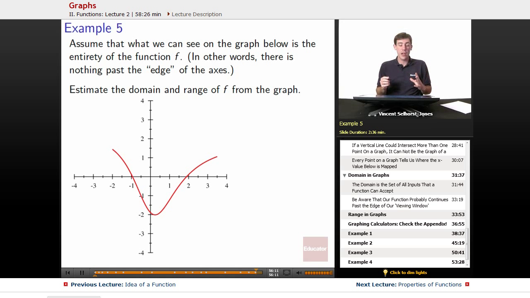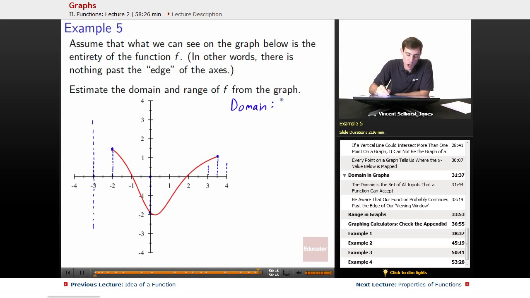Now remember, the domain was everything that can be input. So if we go to, say, 0, well look, hey, 0 shows up in the graph. Well, what about -3? Well, -3 never shows up in the graph. There's nobody that it gets graphed to. Nobody gets output as. So it looks like -2 is the very edge. And over here, 3 gets put in, 4 doesn't get put in, but it looks probably like 3.5 gets put in. So we'd say that the domain is going to go from -2 to 3.5.